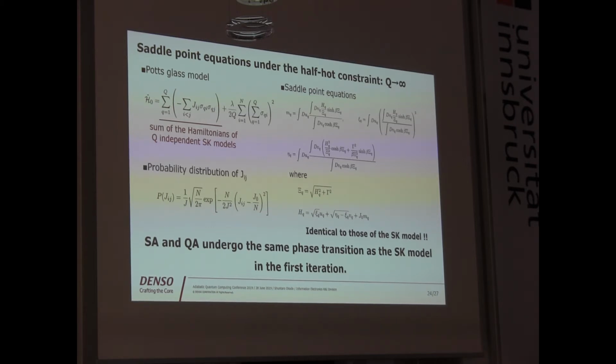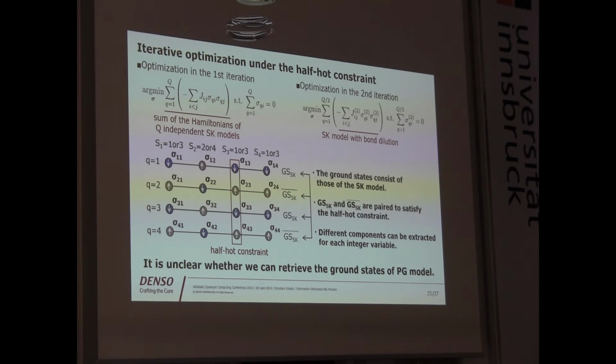Under the assumption of the static approximation and replica symmetric solution, we obtain saddle point equations as shown here, that are identical to those of the SK model. This result indicates simulated annealing and quantum annealing of the Potts-Glass model under the half-hot constraint undergo the same phase transition as the SK model in the first iteration. However, it is unclear whether we can retrieve the ground state of the Potts-Glass model by the proposed method.